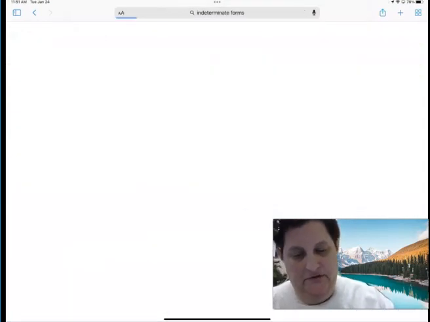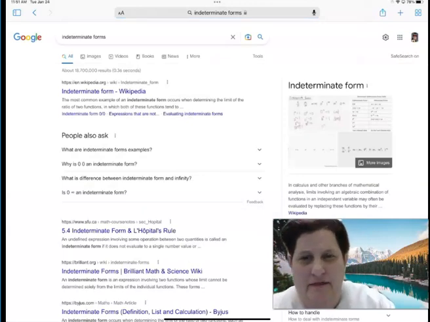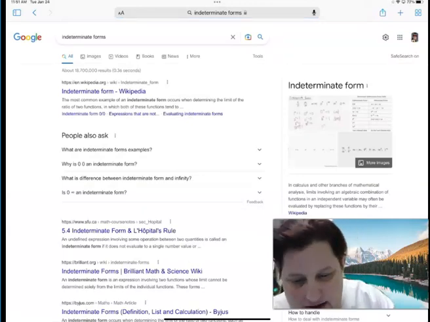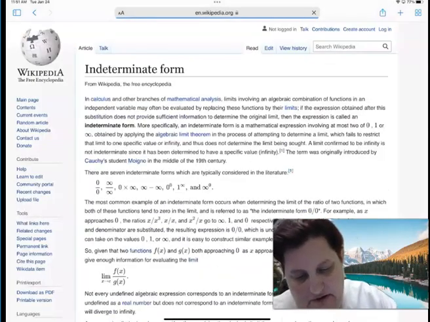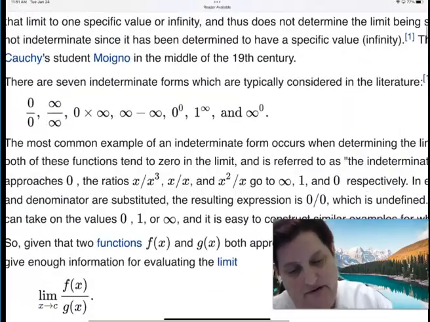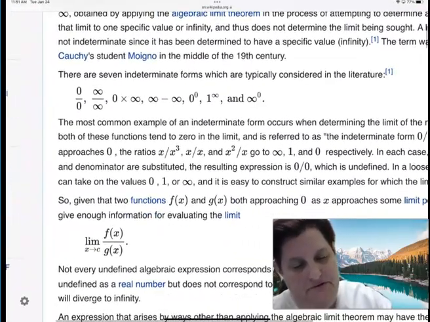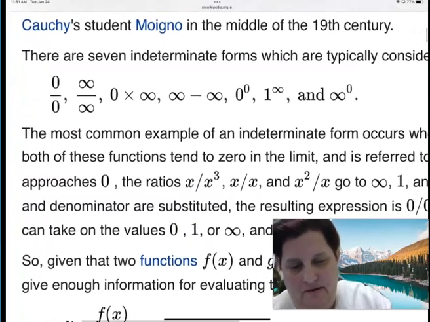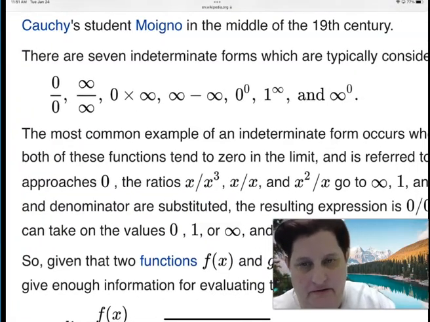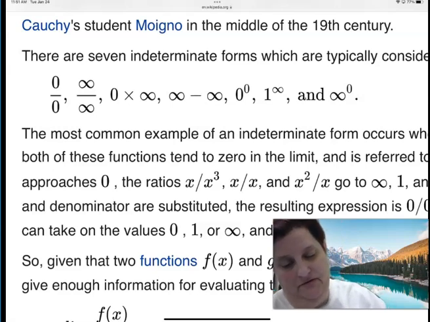indeterminate forms, all right, in calculus. There are 7, I believe. Let's see if we can take a look here and see what they are. There's 7 indeterminate forms which we typically consider, okay? We got 0 over 0, infinity over infinity. It works with the negatives, with the infinities too. 0 times infinity, infinity minus infinity, 0 to the 0, 1 to the infinity, and infinity to the 0.